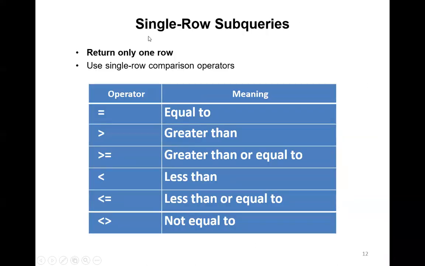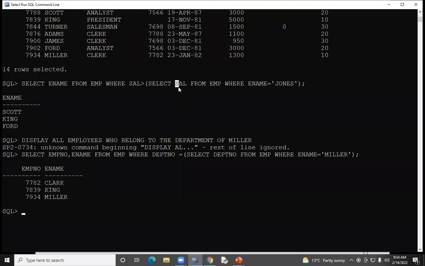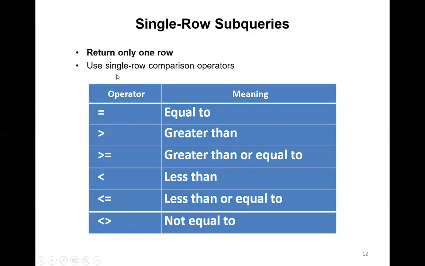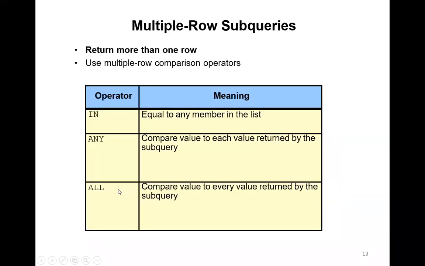Have a look here. Single row subqueries return only one row. This subquery and this subquery are single row subqueries because they return a single value. There we should use the single row comparison operators: equal to, greater than, greater than or equal to, less than, less than or equal to, and not equal to. Kindly keep this in mind. When we are using multiple row subqueries, the subquery would obviously return more than one row. In that case, we are supposed to use the multiple row comparison operators.